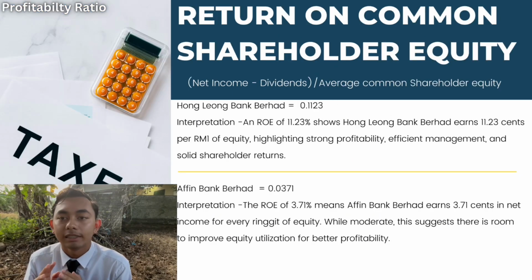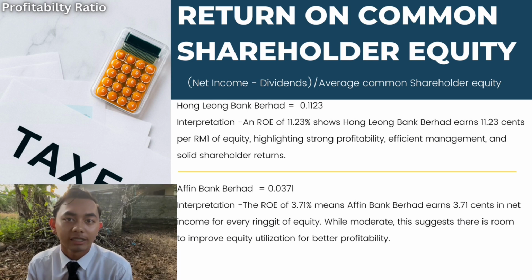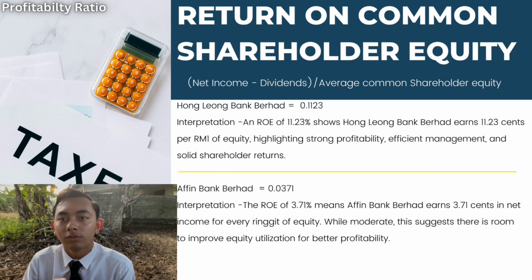Next one is return on common shareholders' equities. For Affin Bank Berhad, the ROE ratio is 3.71%, showing that the company generates approximately 3.71 cents in net income for every 1 ringgit of equity invested by common shareholders. This ratio highlights the company performance in generating returns for equity investors. Now we move to the next person.